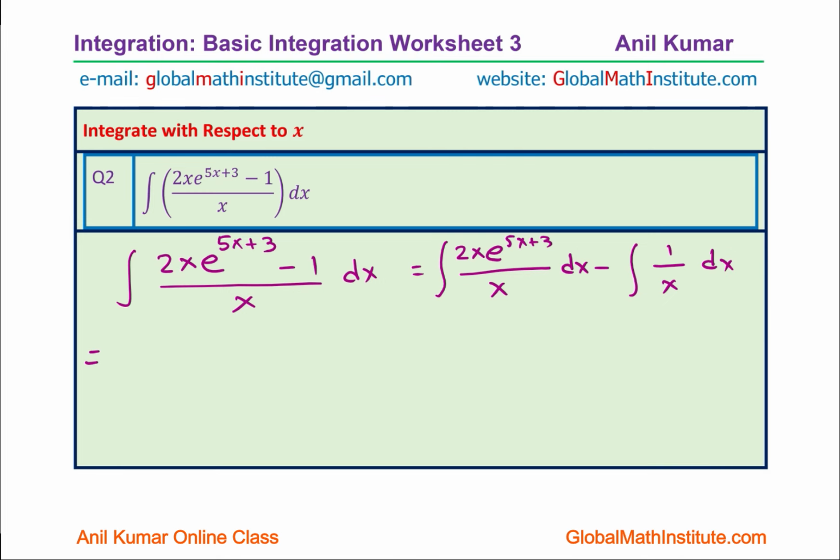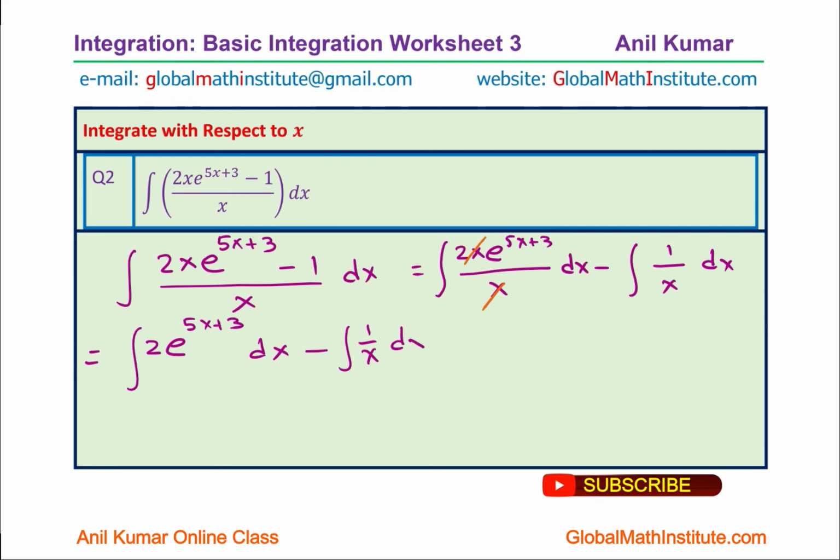Now you can simplify, cancelling x in the first term, right? So you could cancel and simplify it. So what do you get? Well, in this case, you get integral of 2 e to the power of 5x plus 3, right, dx with reference to x minus integral of 1 over x dx. Is that clear to you?